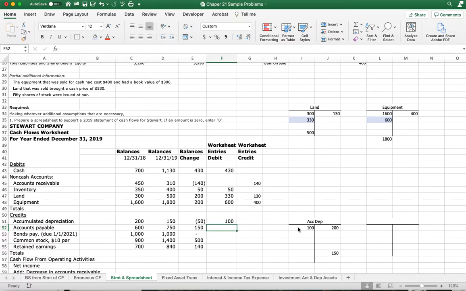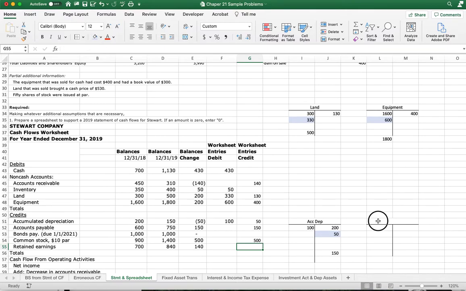to our accumulated depreciation, and then we're left with calculating how much we must have credited during the year. And so we can just solve backwards, and we learn that we must have credited accumulated depreciation for 50. Then our accounts payable is a result of a credit of 150. We don't need to enter anything for bonds payable because there's no change. For our common stock par, it's a result of a credit of 500.